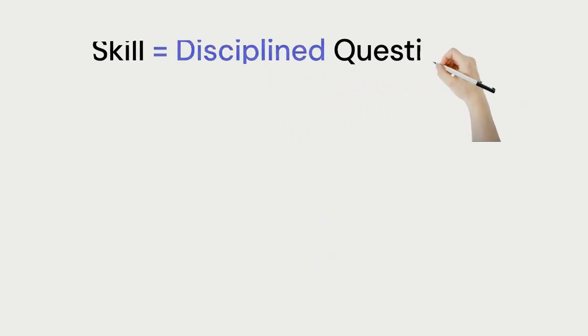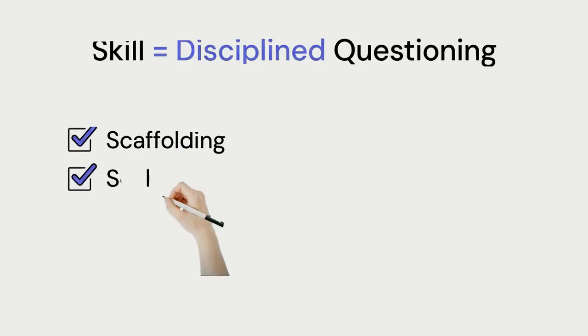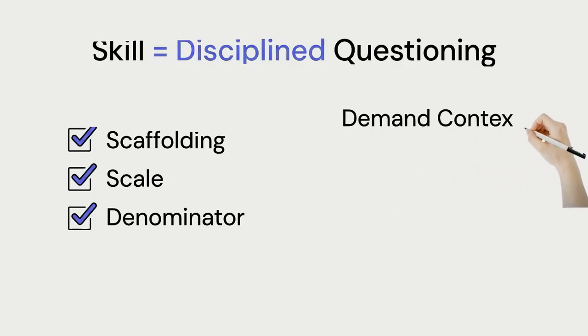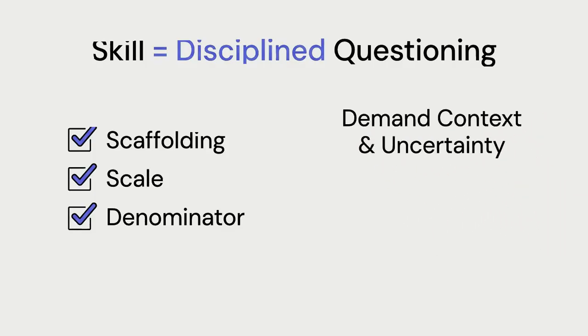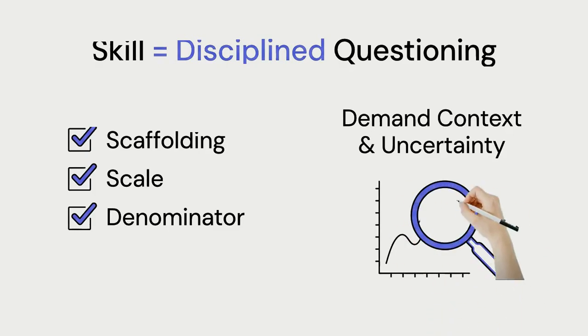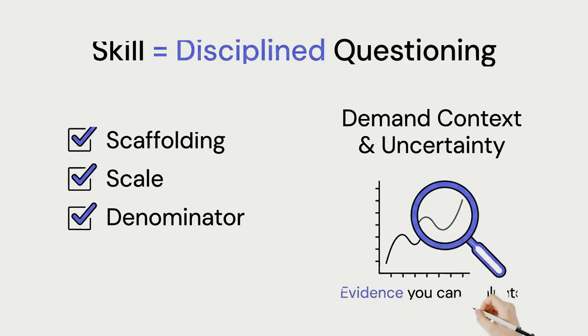The core skill is not advanced math, it is disciplined questioning. Slow down, read the scaffolding, check the scale and denominator, match the graph to the question, and demand context and uncertainty. Do that consistently, and real-world graphs become evidence you can evaluate, not pictures you have to trust.